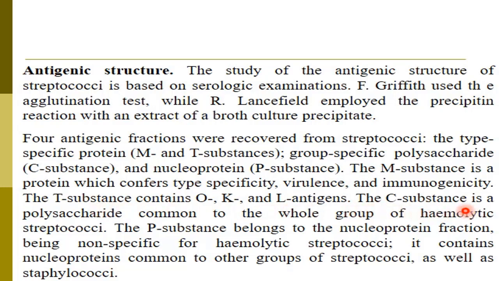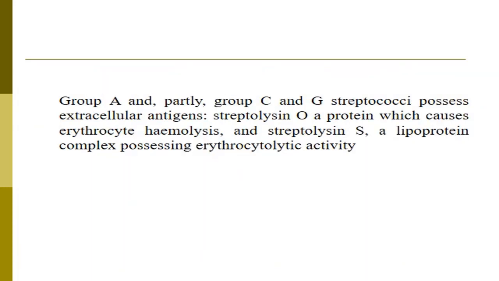The C substance is a polysaccharide common to the whole group of hemolytic streptococci. The P substances belong to the nucleoprotein fraction, being not specific for hemolytic streptococci. It contains nucleoprotein common to other groups of streptococci as well as the staphylococci. Group A partly, and group C and G streptococci possess extracellular antigens: streptolysin O, a protein which causes erythrocyte hemolysis, and streptolysin S, which is a lipoprotein complex possessing erythrocytic activity.